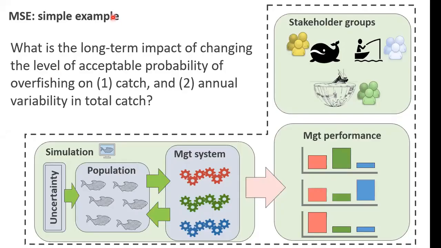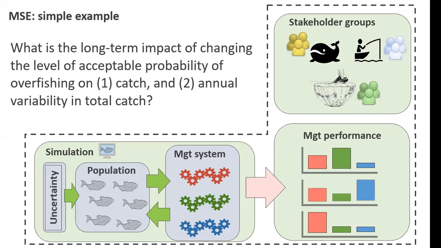So next, I thought I would give just a very simple word problem and try to relate that to a couple parts of the schematic here. A really simple example, boiled down, of the type of thing that a management strategy evaluation could look at would be something like, what is the long-term impact of changing the level of acceptable probability of overfishing on long-term average catch and annual variability in catch?